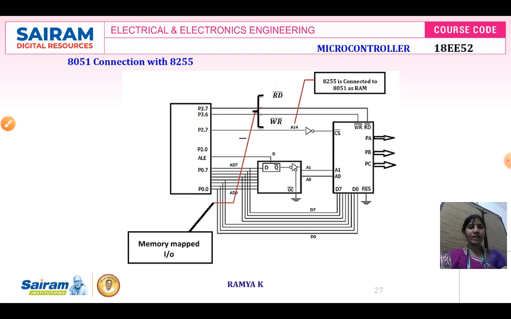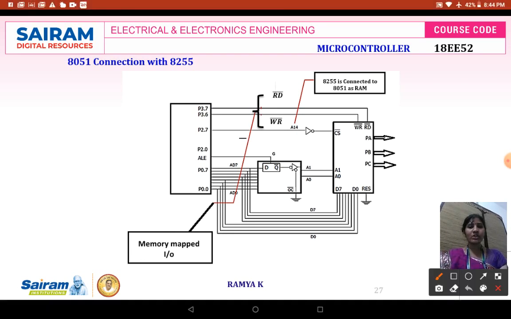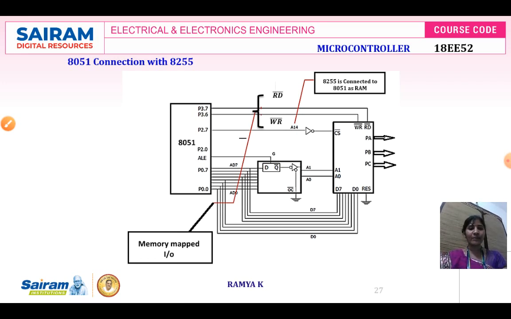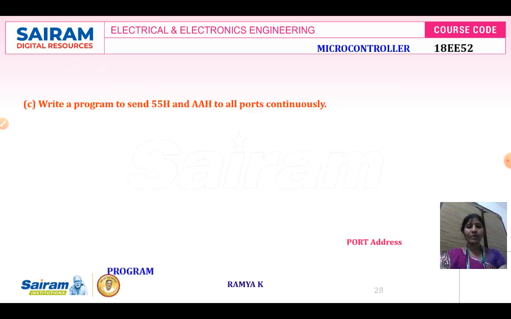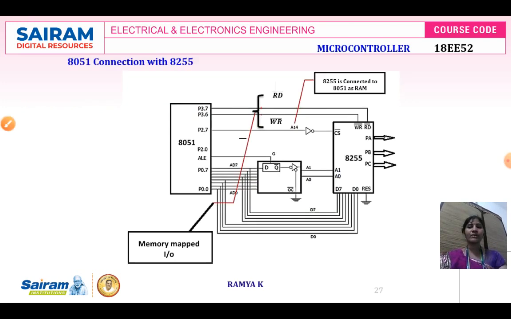So this is your 8255 connected to your 8051 as a RAM. It is your 8051 which is your microcontroller, and this is your 8255 which is going to be a peripheral interfacing IC. Then it is your memory mapped IO. Then we need to write a program. So first I'll explain how exactly we are going to interface it.